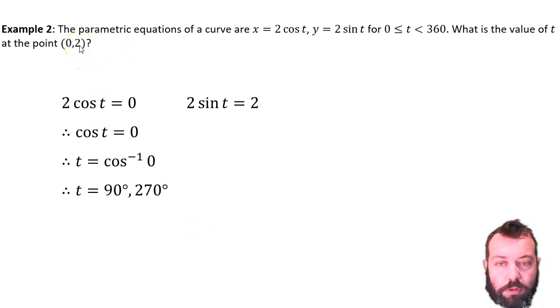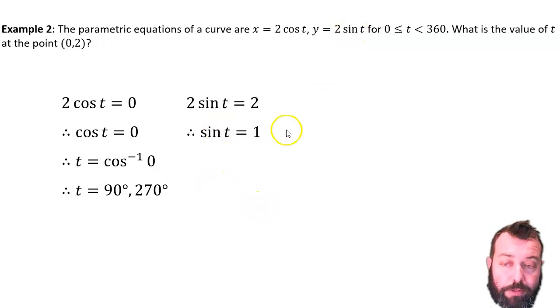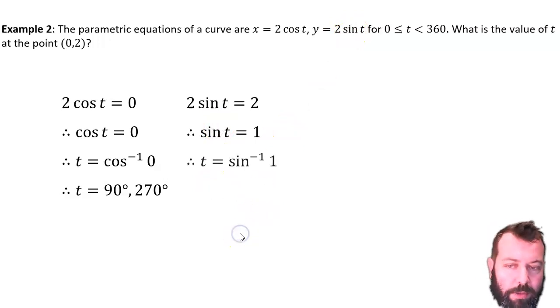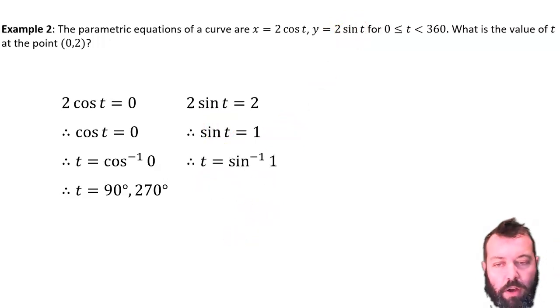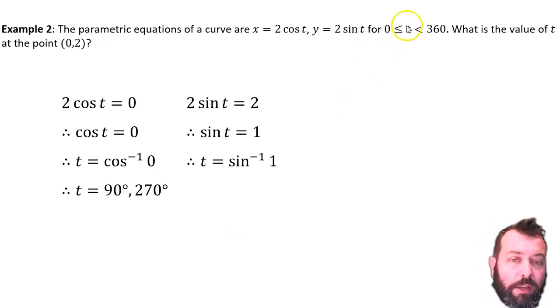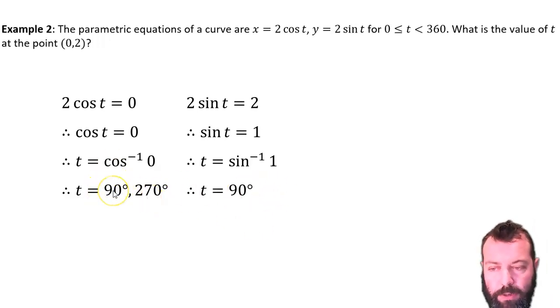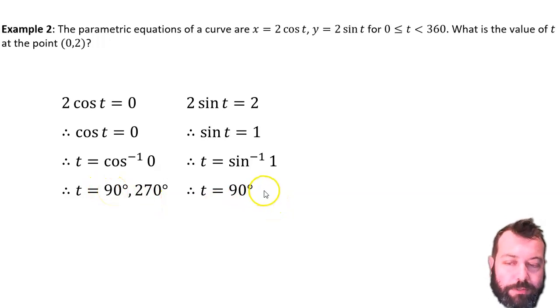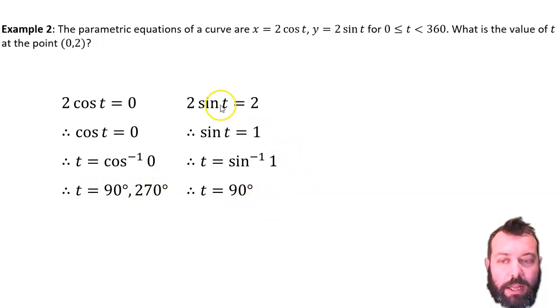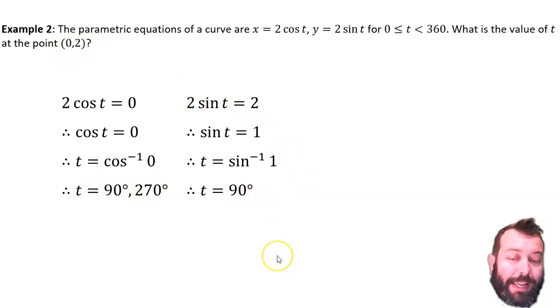Substituting y equals 2 into this parametric equation and dividing both sides by 2, I find sine t equals 1 means that t is the inverse sine of 1, and between 0 and 360 there is only one angle that has a sine of 1, and that's 90 degrees. So the solution must be where t equals 90, because if t was 270, then my y-coordinate would be -2.